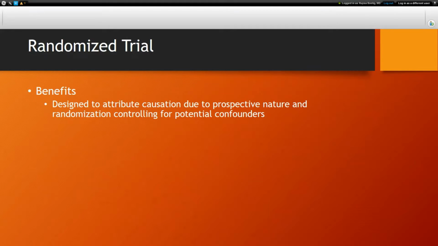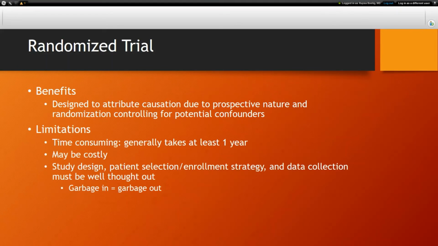So the benefit of a randomized trial is this is really the gold standard way of attributing causation to your intervention of interest. And that's because people receiving that intervention are randomly assigned, and so all other baseline characteristics should be randomly distributed between groups. The limitations: it is more time consuming. So a randomized trial will not be your 3 to 6 month project.